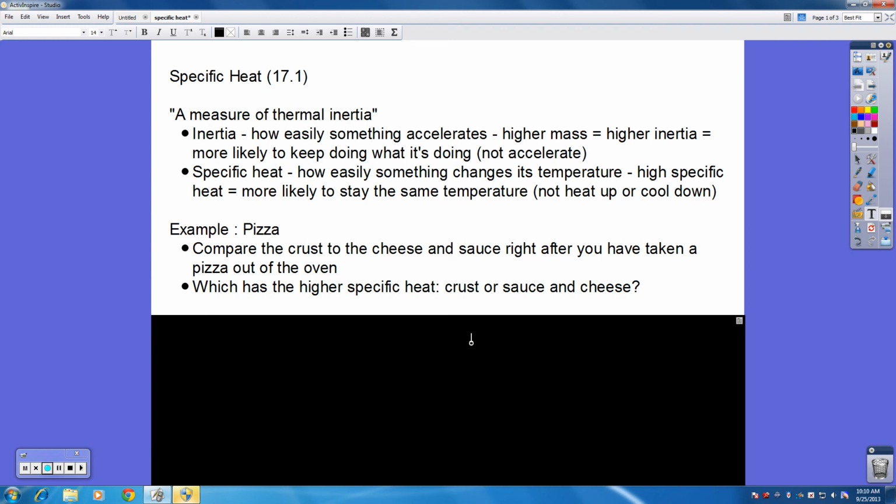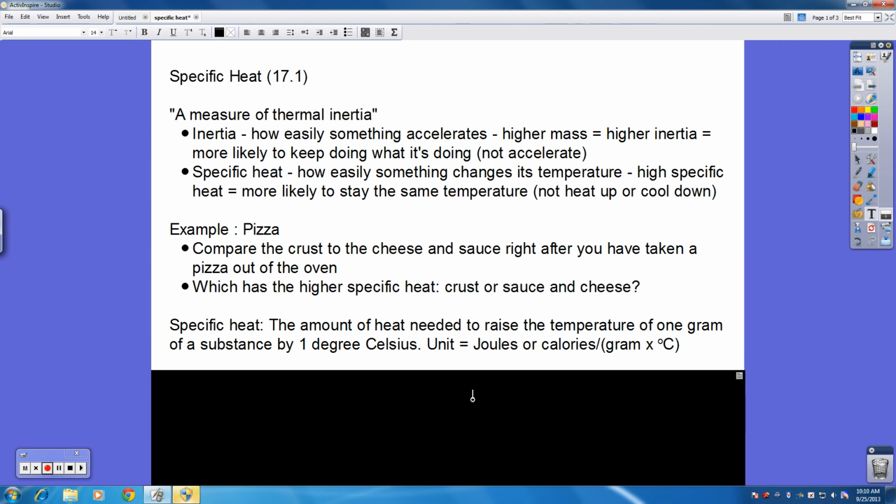The crust cools pretty easily, mostly because there's a lot of air in the crust, and air has a very low specific heat. It heats up quickly, it cools down quickly. It doesn't take a lot of energy to heat up air. Similarly, you don't need to remove a lot of energy to cool down air. That's why we get such big temperature swings between day and night.